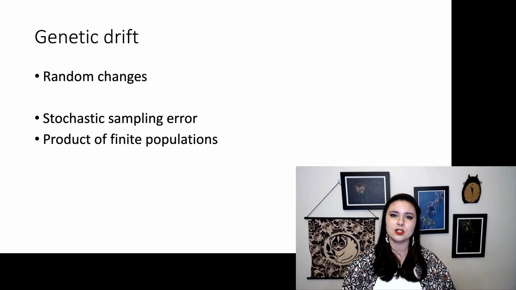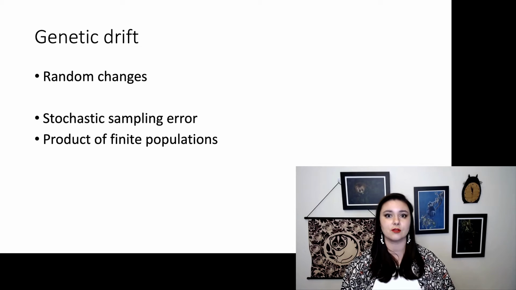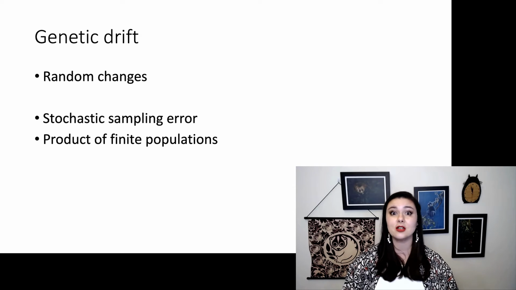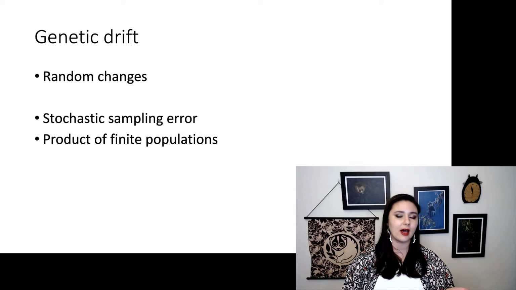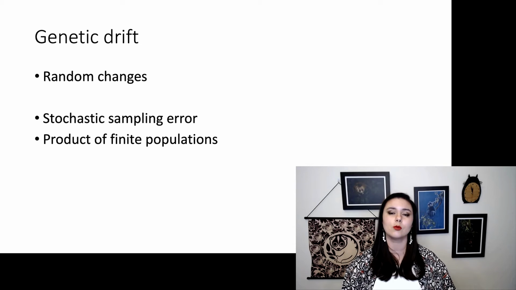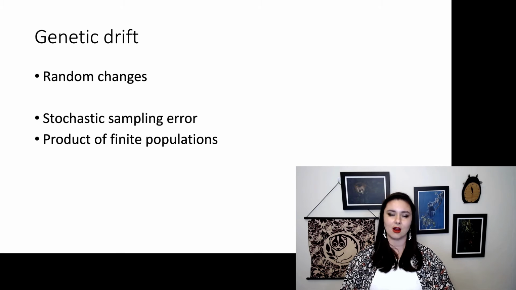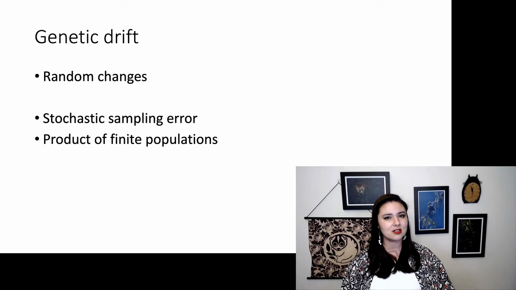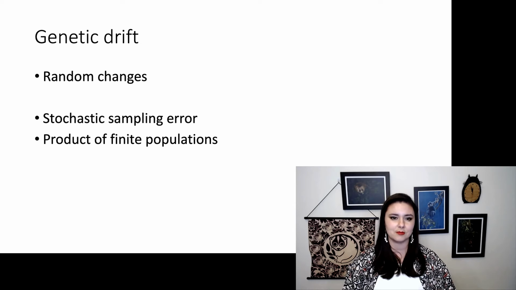But if you only do it 50 times, you're going to see a little bit of deviation from those expectations. If you flip a coin an infinite number of times, you will get half and half. But we're not doing it infinite times, and we're always going to get a little bit of deviation. And that's what stochastic sampling error means. This is just a product of the fact that we have finite populations, and that population size is going to have different effects.